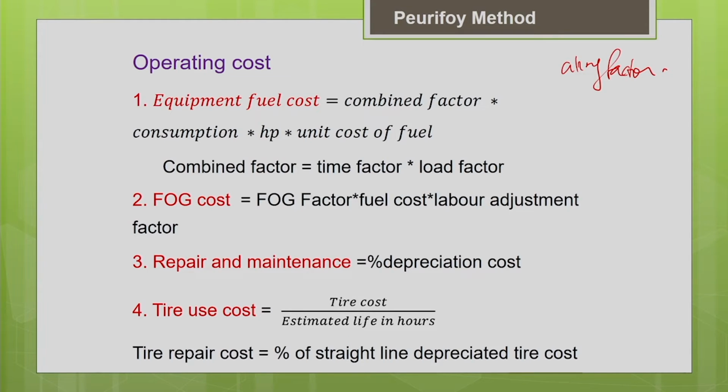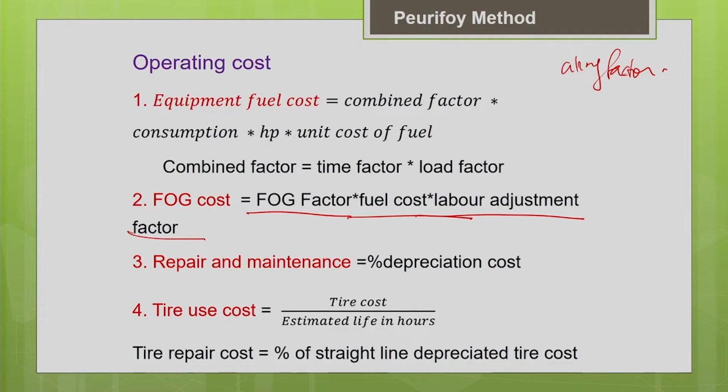The next is your other consumables, your FOG, as we discussed just now for the caterpillar method. You can get the FOG factor as a percentage of fuel cost, and you can multiply it by the labor adjustment factor. This labor adjustment factor will vary from region to region depending upon the variation, the skill of the labor, which is also going to affect your operating cost significantly.